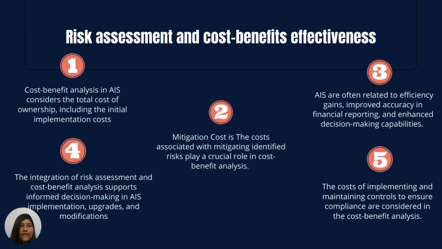Risk assessment and cost-benefit effectiveness. Firstly, cost-benefit analysis in internal control considers the cost of ownership, including the initial implementation cost. Secondly, mitigation cost is the cost associated with mitigating identified risks and plays a crucial role in cost-benefit analysis. Internal controls are often related to efficiency gains, improved accuracy in financial reporting, and enhanced decision-making capacity.